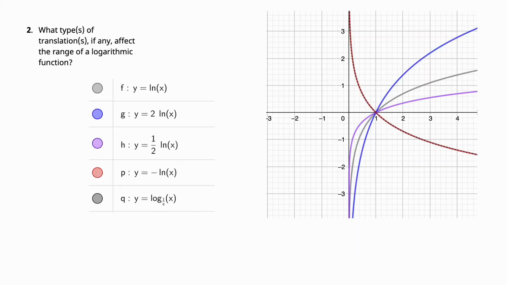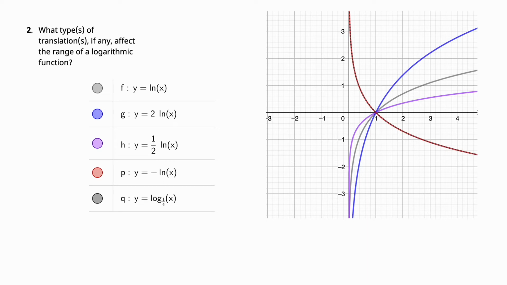What types of translations, if any, affect the range of a logarithmic function? Well, like any translation, the range is affected by what you do to the outside. So here the gray one is the logarithm. If you multiply by 2, it stretches it away from the axis, leaving the point where it crosses as an anchor. If you multiply it by half, it squeezes it, so that's the purple one. If you multiply it by a negative, then it flips it over the axis.